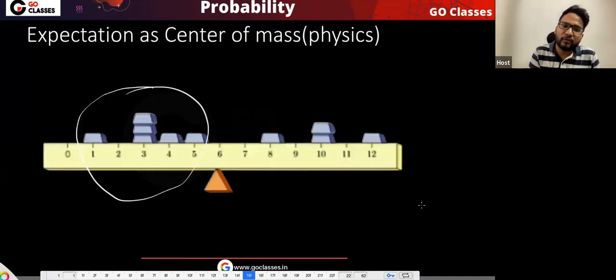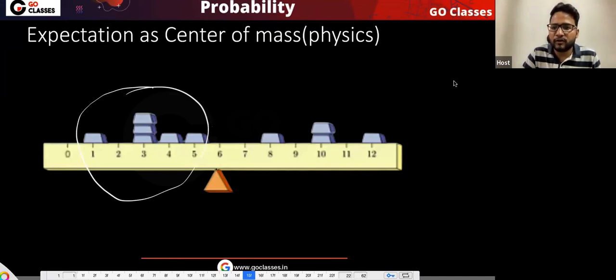So from the physics point of view, if you remember the center of mass from your 12th class, that is okay, otherwise also fine. Center of mass is a point of any physical object where you say the gravity lies, which means this is a balancing point. If you put a hinge on this point, this scale will not move. Do you remember the center of mass from physics? This is the same as the expectation.